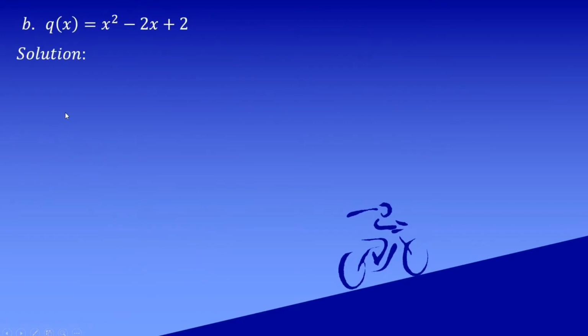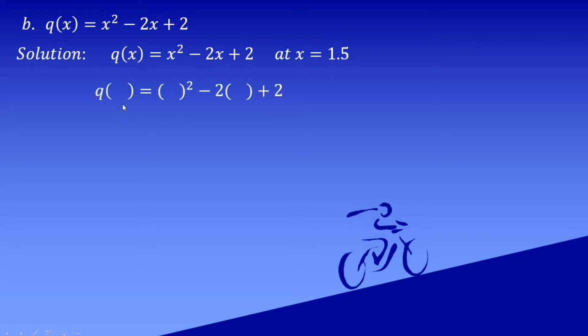Another function is represented as q of x. q of x is equal to x squared minus 2x plus 2. Again, at x is equal to 1.5. To evaluate, replace all x in our given function, so replace every x with 1.5. Again, x squared, that is 1.5 squared, minus 2 times 1.5, then plus 2. Then simplify 1.5 squared: multiply it by itself since this is squared. 1.5 times 1.5 is 2.25.